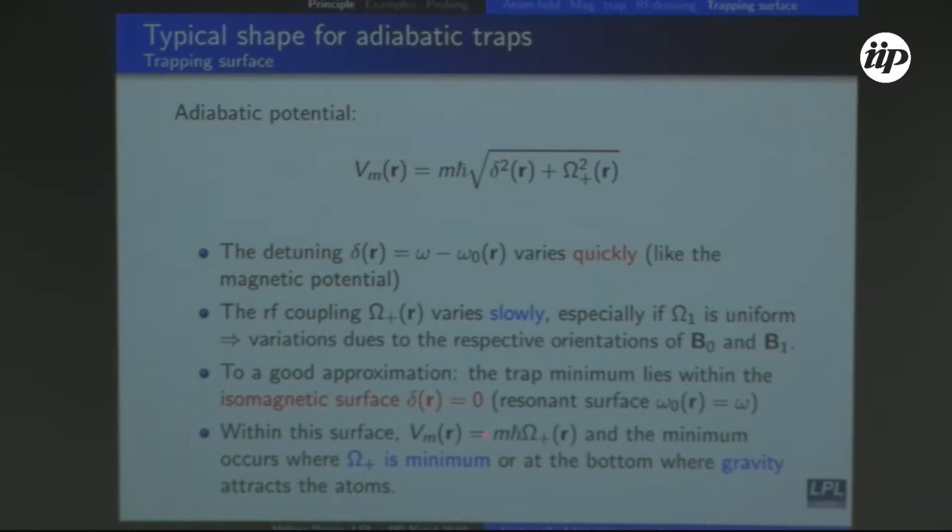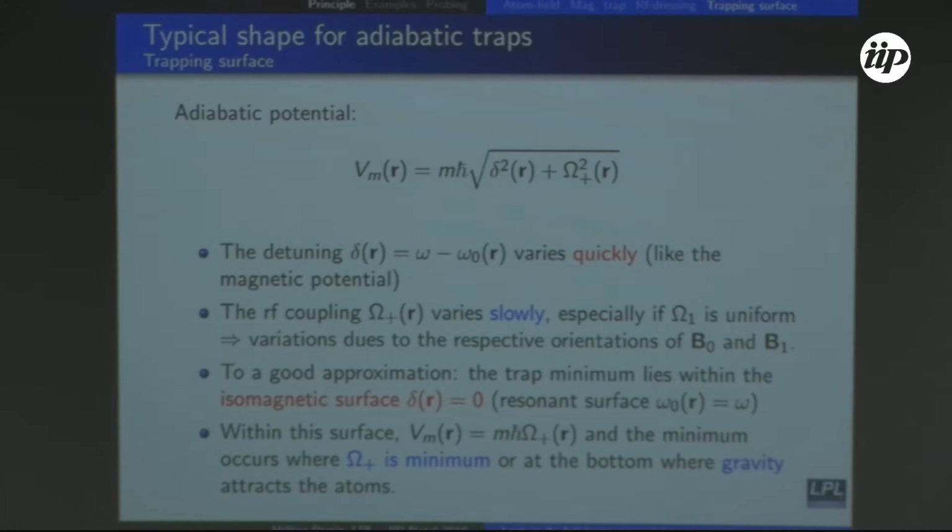So then once we have said that the atoms have to remain on the surface, there can be fine structures inside the surface, because once we have said it is resonant, it will cancel this term. Delta is 0, which is what resonance means. So you're left with a potential which is proportional to the local coupling.